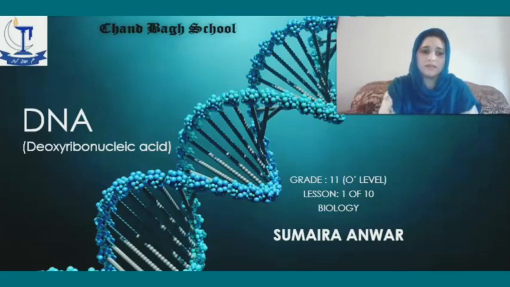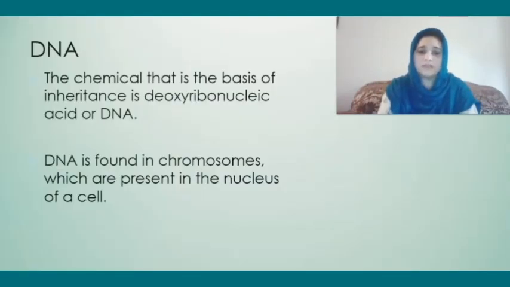Now what is DNA? The chemical that is the basis of inheritance is deoxyribonucleic acid or DNA. Now what is inheritance? Inheritance is basically the transmission of characters from parents to offspring or from one generation to the other generation. DNA is found in chromosomes which are present in the nucleus of a cell.